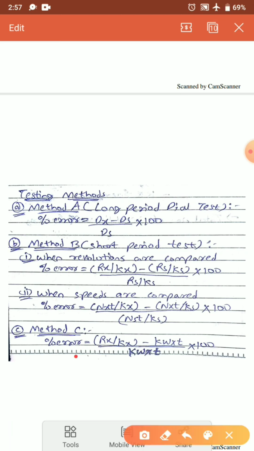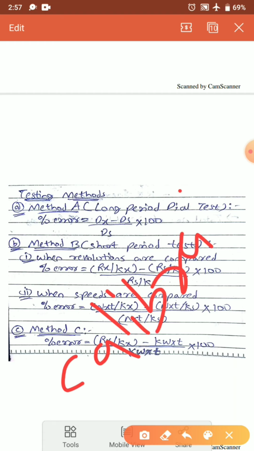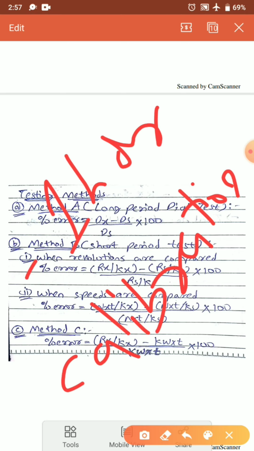Then method C, also called the calibration test. This calibration test is done for exactly 1 hour. So the long period dial test is greater than 1 hour, the short period test is less than 1 hour, it can be 15 minutes, 5 minutes, anything, and the calibration test is exactly 1 hour.